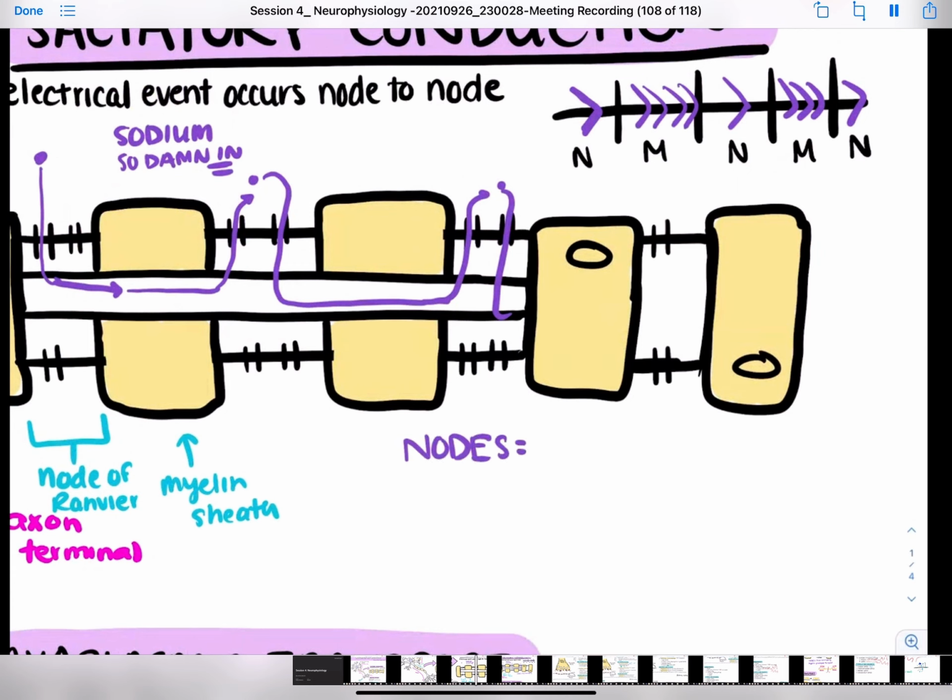You're like, okay, well, Rhiannon, that's brilliant. Well, why not just make one long hallway that has no windows, that has no doors, and then the sodium will just go from the axon hillock all the way to the terminal. We don't need any nodes. It'll be super quick. Yeah, that sounds perfect. That sounds pretty awesome until you think about how much stamina do you think that sodium has?